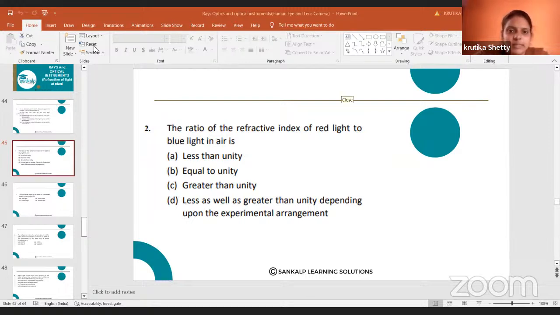Kumar is saying less than 1, Damini A, Chandana C, Lohit A. Okay. It is A, that is less than unity. Option A is right, students. A is correct.